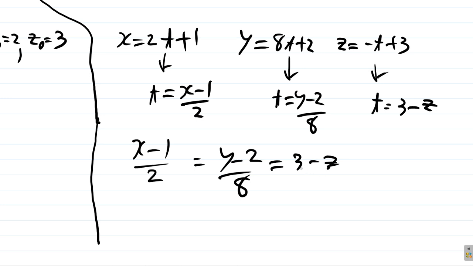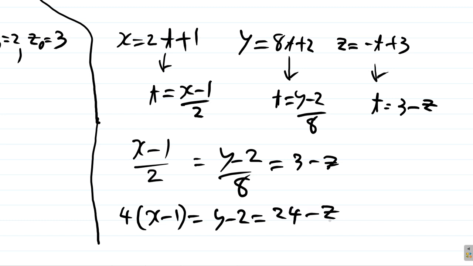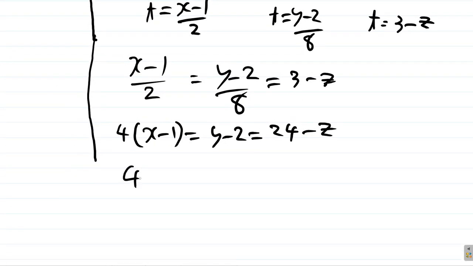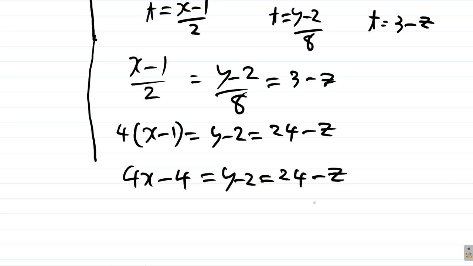And of course, it will be even neater if you multiply everything by 8. You get 4 times x minus 1 equal y minus 2, and that is equal to 24 minus 8z. Right? So in this case, you have 4x minus 4 is equal to y minus 2 is equal to 24 minus 8z. Right? So that's what you have there.